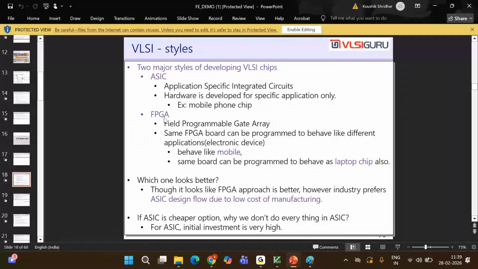ASIC means application specific integrated circuits, where the hardware is developed for a specific application only, such as mobile phone chips or laptop chips. FPGA means field programmable gate array, where the same FPGA board can be programmed to behave like different applications.